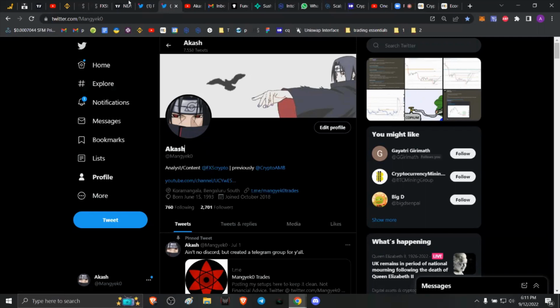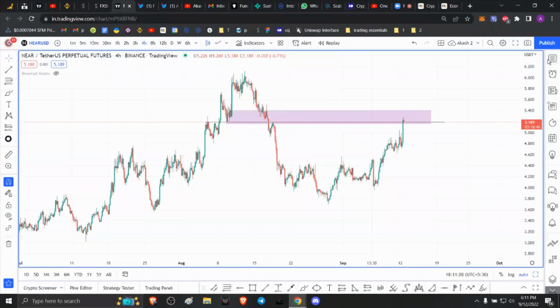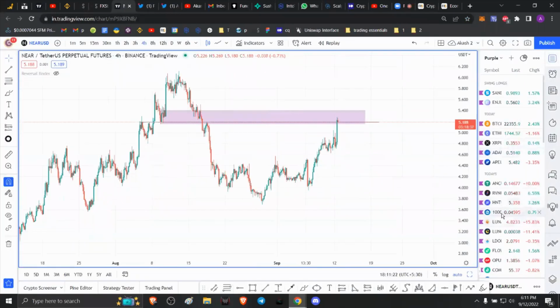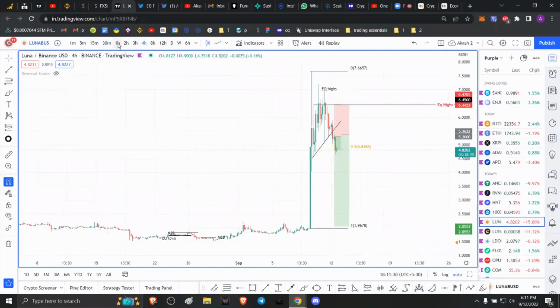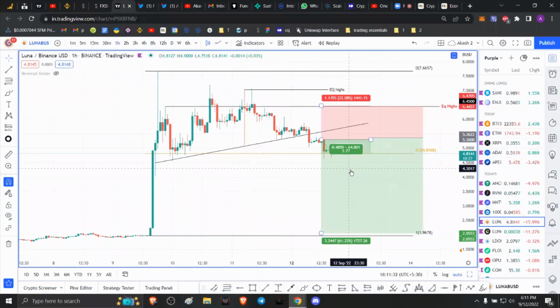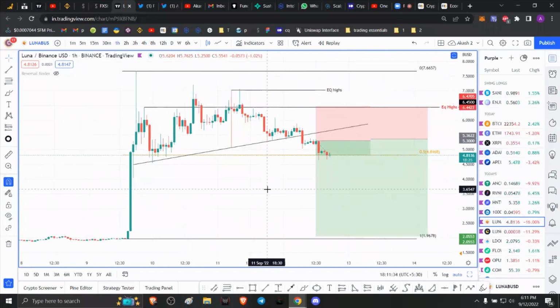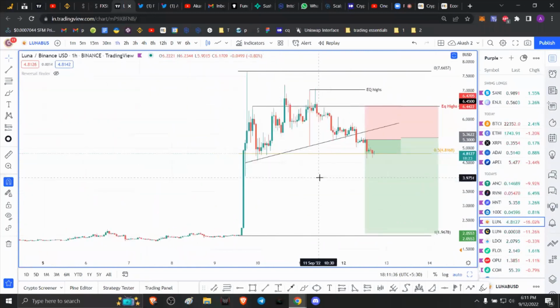So let's get into the Luna family. Yep, there you have it. The Luna. This is Luna 2. This was the airdropped Luna. Oh no, this is not the airdrop one. This is the original one, which is still around.